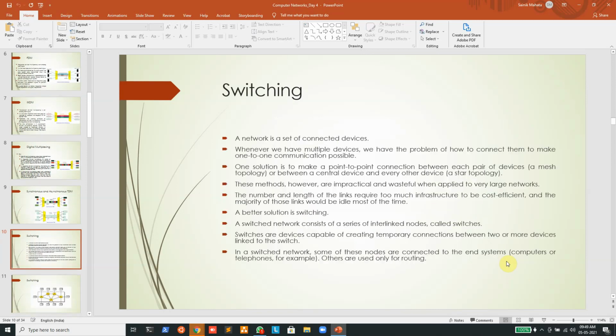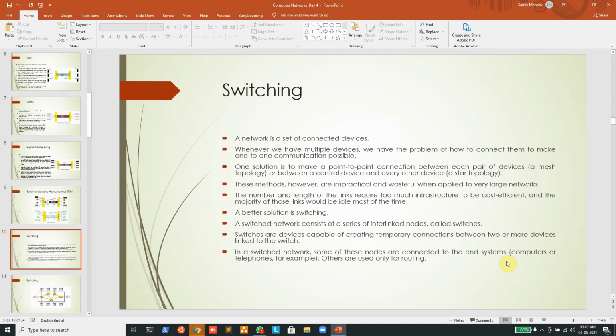Okay. Next is a very important topic, and that is known as switching. Now, what is switching? Let us understand first. A network generally is a set of connected devices. Whenever we have multiple devices, we have a problem of how to connect them to make one-to-one communication possible.